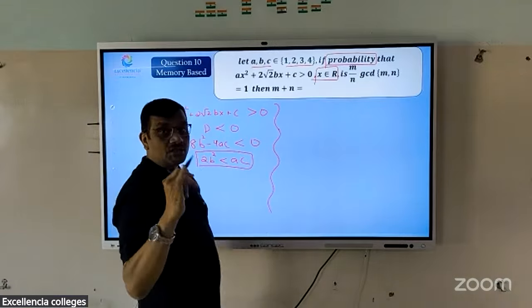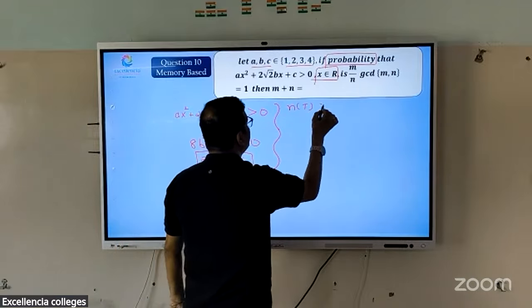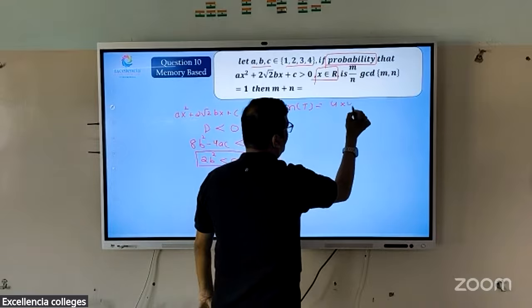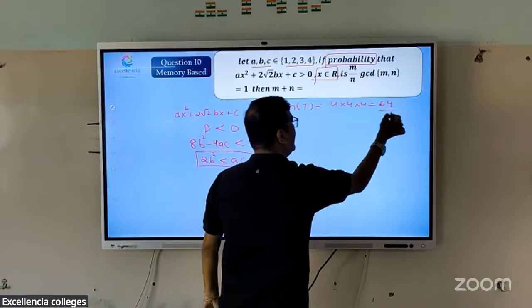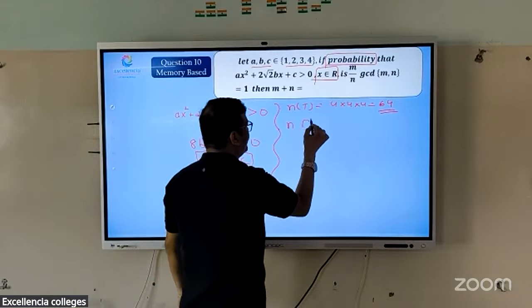A, B, C can each be 1, 2, 3 or 4. So first, the number of places: A has 4 options, B has 4, C has 4, that is 64. Half the problem is solved. The total number of cases is 64. Now the number of favorable cases.